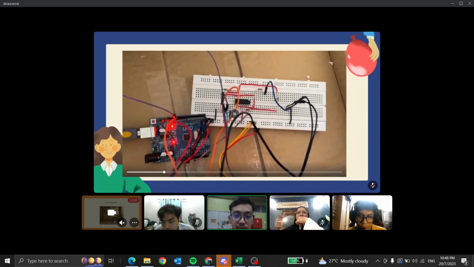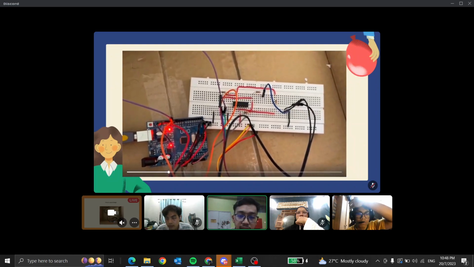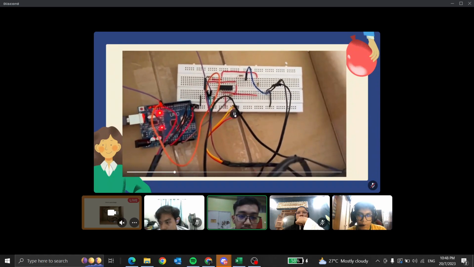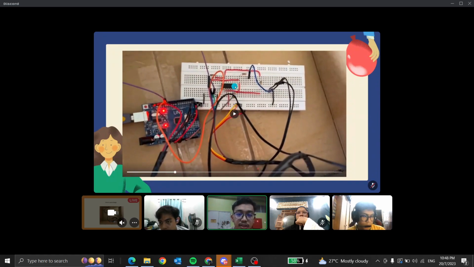Okay, so this is the inside part of our prototype. As you can see, there is a circuit and the Arduino board. We are using the signal conditioner, which is the LM324N type, which consists of 4 op-amps, but we only use 2.